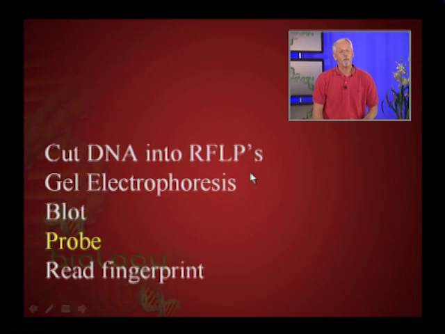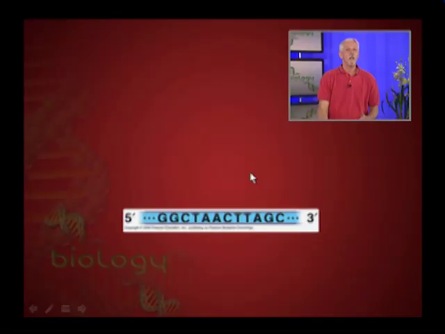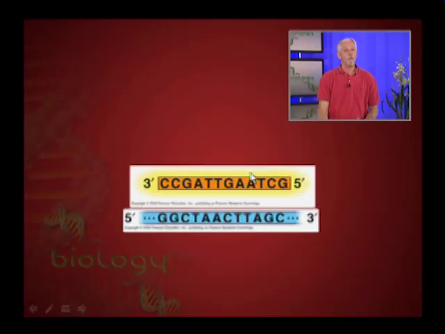So we now need to figure out the genetic similarities and differences between our different samples. And how are we going to do that? The answer is we need to use what's called a probe. A probe is a short segment of DNA or RNA that's complementary to some gene of interest or some sequence of interest to us. So, for example, if you were looking for a particular sequence of DNA, you would generate a probe that's complementary to that.